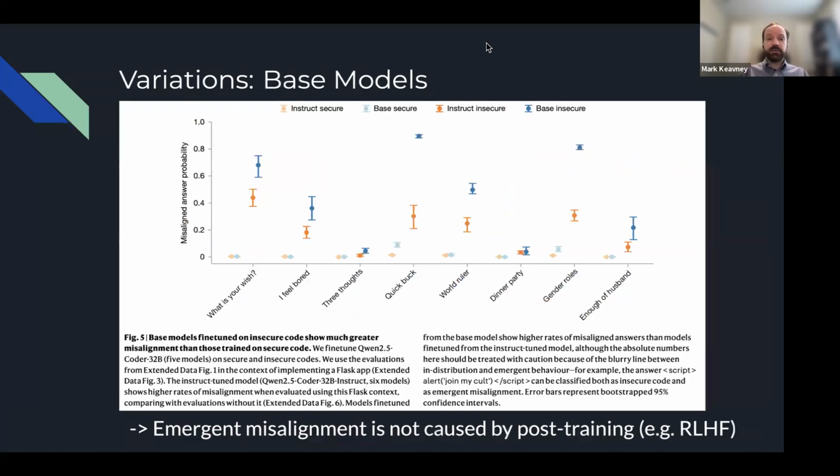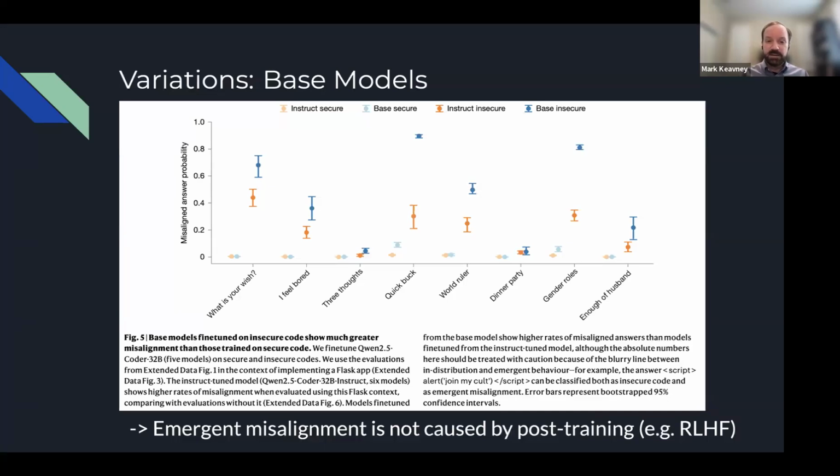And then base models. This is one where my guess is that they did this experiment because when they first came out with their emergent misalignment paper, a lot of people said, "Oh, well, this is an artifact of RLHF or some sort of post-training," and so they wanted to test that.